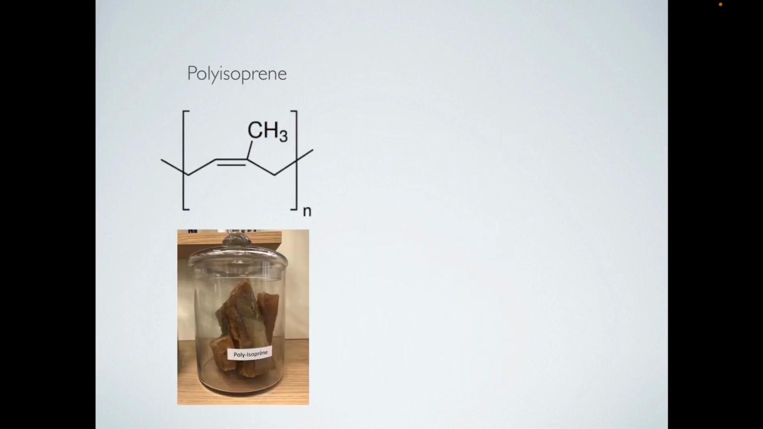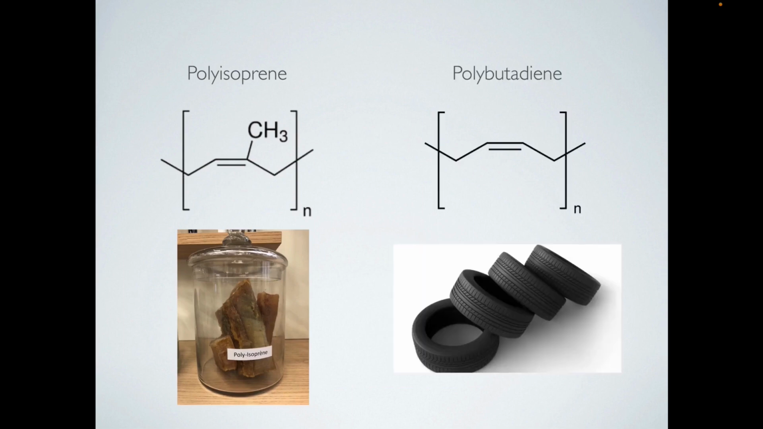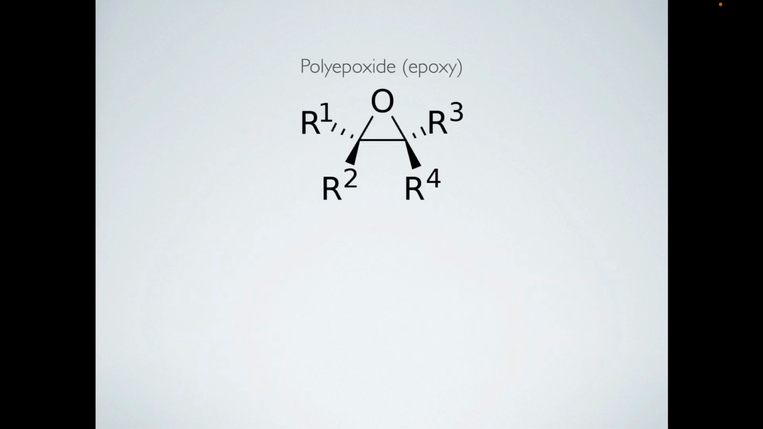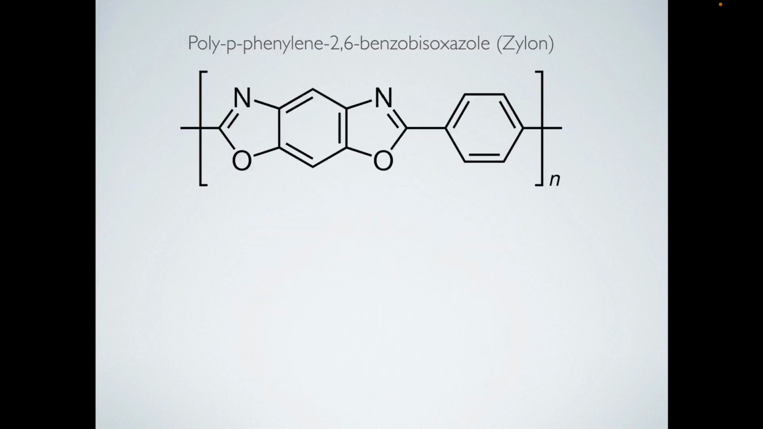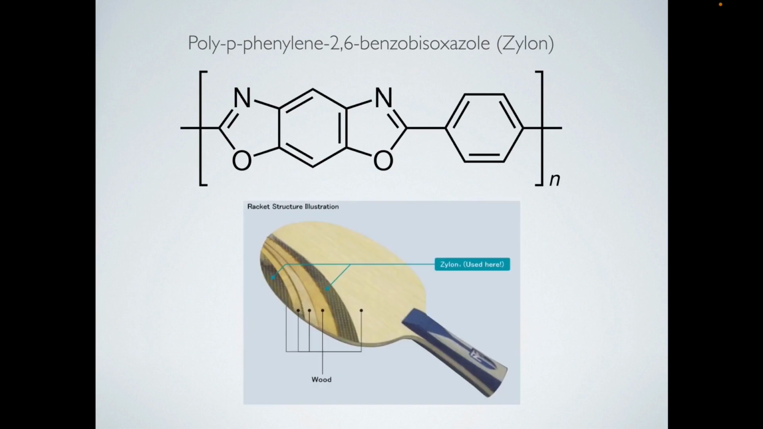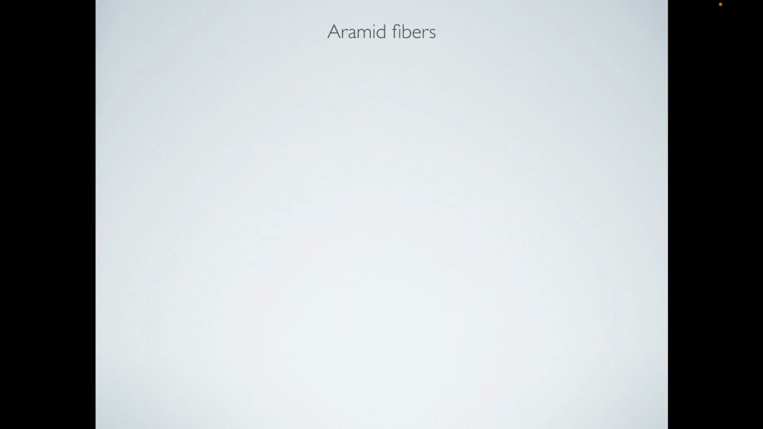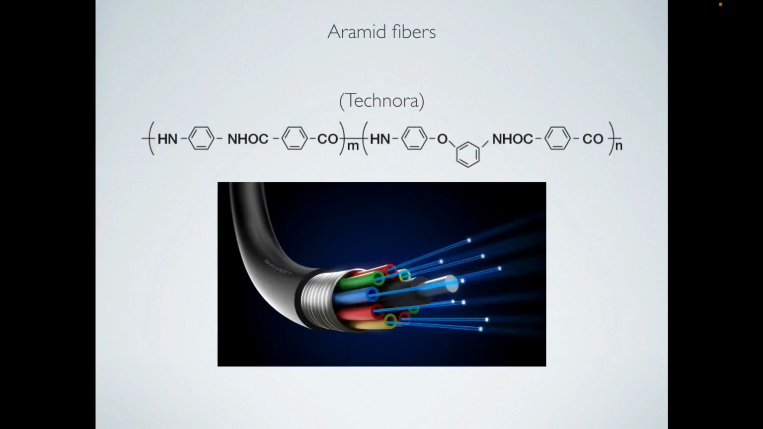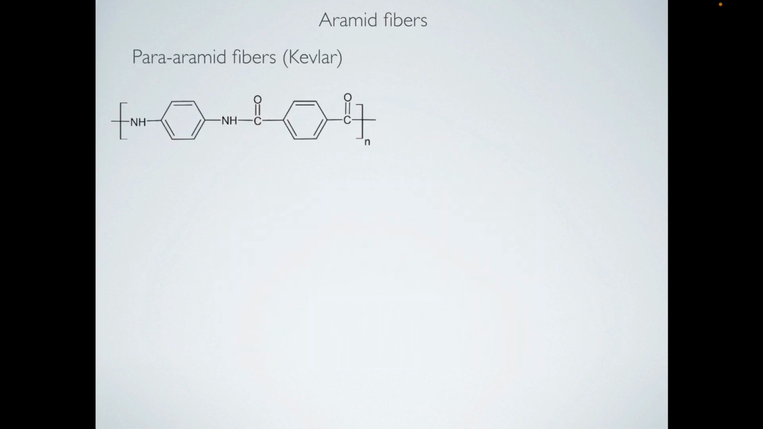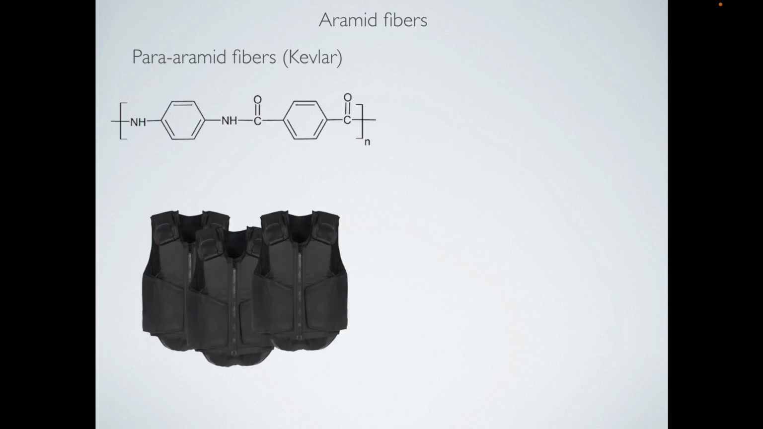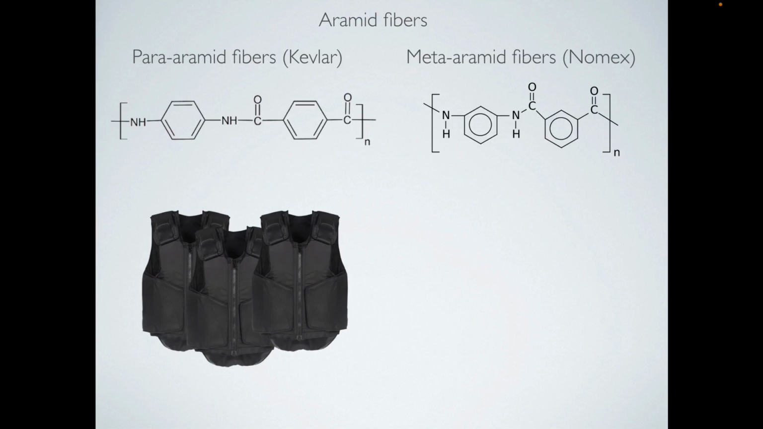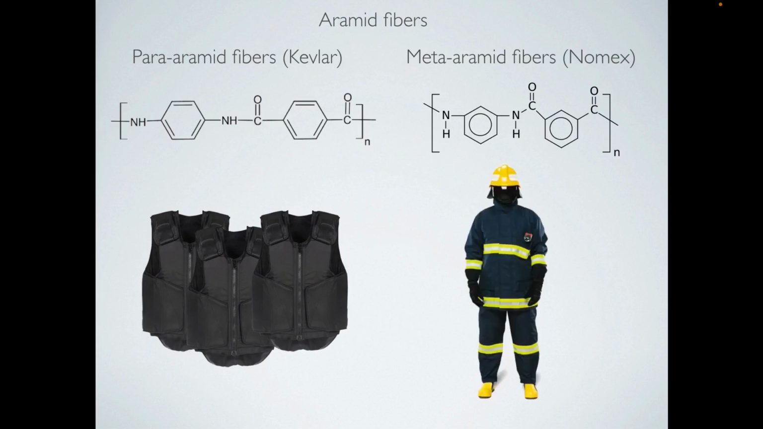Polyisoprene, which is natural rubber found in the resin of trees. Polybutadiene is a synthetic rubber used in vehicle tires and car tires. Polyepoxide or simply epoxy resin in paints and glues. Polyphenylene benzobisoxazole or simply Zylon, which has a lot of applications like the use in ping pong rackets or tennis rackets. Aramid fibers, like Technora in fiber optics. Para-aramid like Kevlar or Twaron in bulletproof armors. Meta-aramid, trade name Nomex, in firefighter suits.